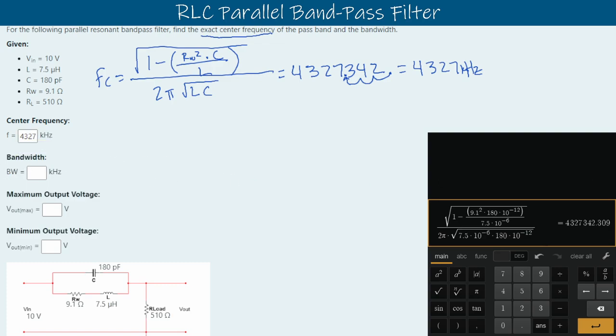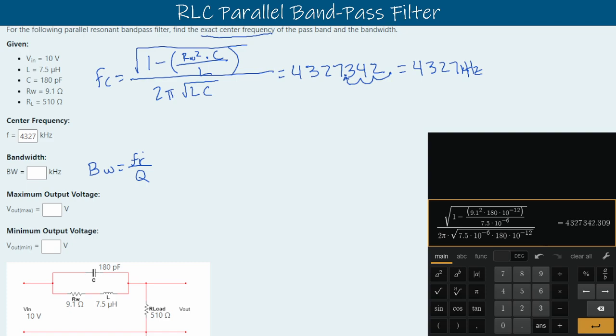Our bandwidth is dependent on our components in the circuit, and so let's write in our bandwidth equation and then how we're going to get to that equation because we don't have what we need for it. Bandwidth is equal to our FR, our frequency at resonance, divided by our Q. We don't have our Q, we just got our frequency up here. That's our cutoff frequency at the top here. And so we'll start with our Q.